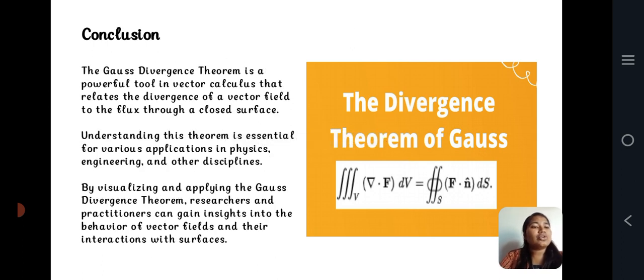And the conclusion of the Gauss divergence theorem. The Gauss divergence theorem is a powerful tool in vector calculus that relates the divergence of a vector field to the flux through a closed surface. Understanding the theorem is essential for various applications in physics, engineering, and other disciplines. By visualizing and applying the Gauss divergence theorem, researchers and practitioners can gain insights into the behavior of vector fields and their interactions with surfaces.